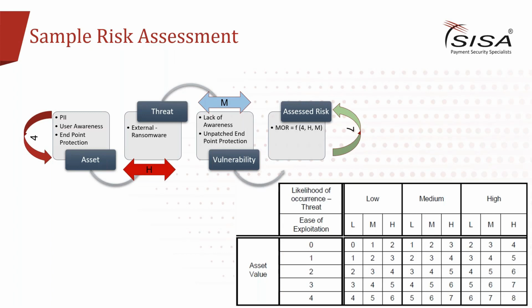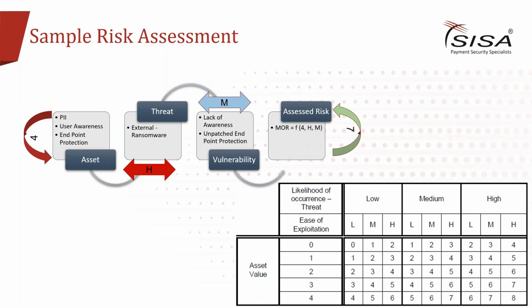So based upon these three different values, 4 as an asset value, then likelihood of occurrence of high, and then ease of exploitation of medium, we come up with a value of 7. You'll see on the right-hand side of the screen, at the very corner, you have the 8 and then you have the 7. That particular 7 value, the last line, has been calculated by the asset value of 4, the likelihood value of high, and the ease of exploitation value of medium.